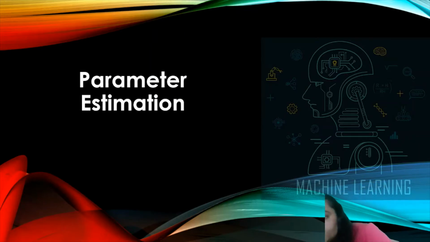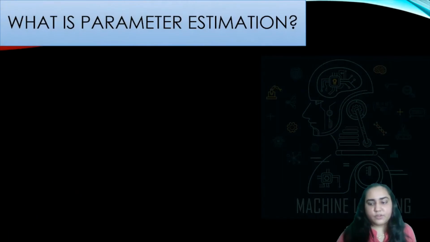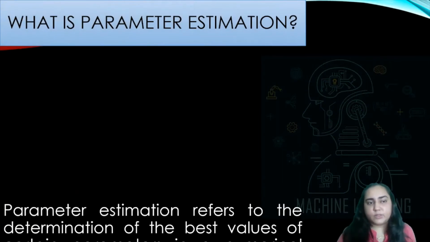So we are going to look at three different parameter estimations. One is known as MLE, which is maximum likelihood estimation. The second one is called MAP, which is maximum a posteriori, and the third one is called Bayesian estimation. So let's begin. First, let's talk about what is parameter estimation.